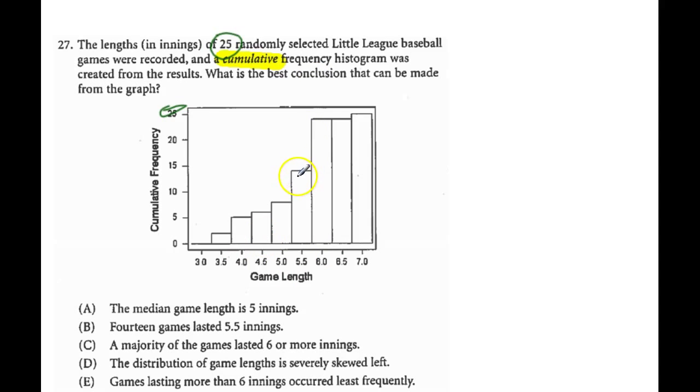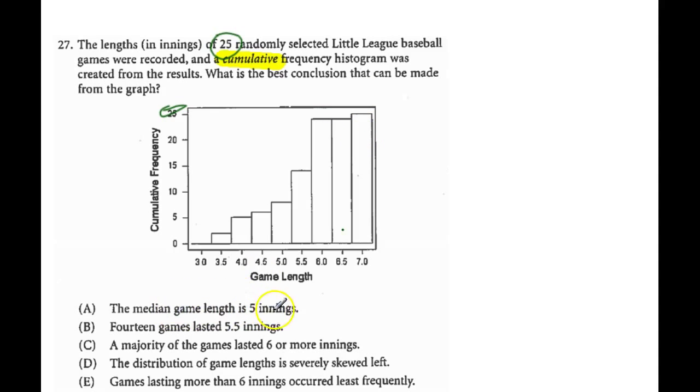And then here, this means that about 15 of the 25 games were 5.5 innings or less. About 24 of the 25 games were 6 innings or less. About 24 of the games were 6.5 innings or less. About 25 of the games were 7 innings or less. Pretty much all of the games were 7 innings or less. That's how you read this table. It's very important that you understand how to read it.